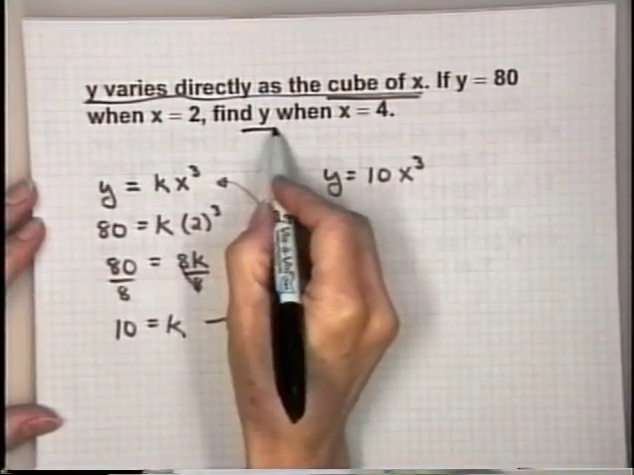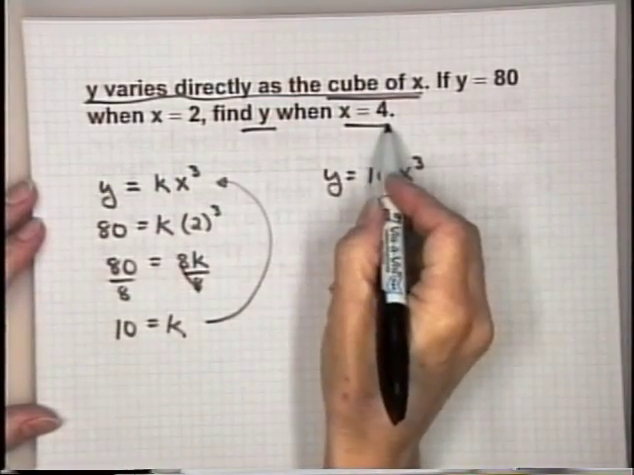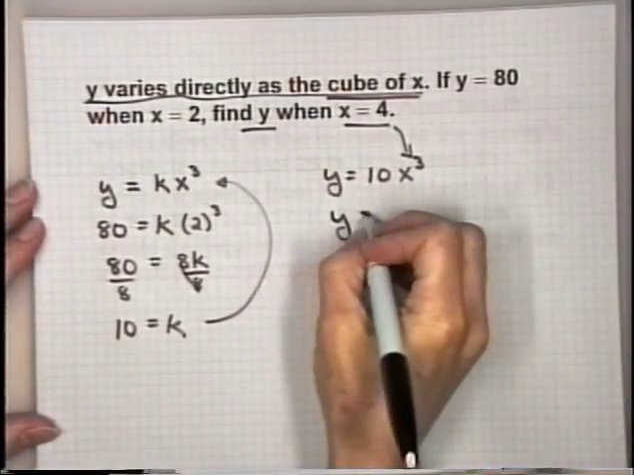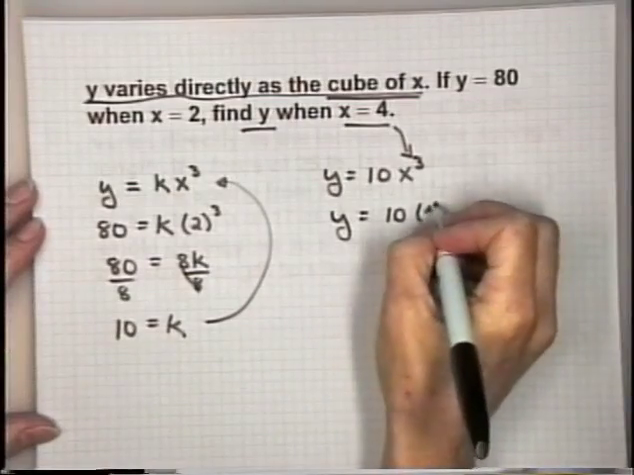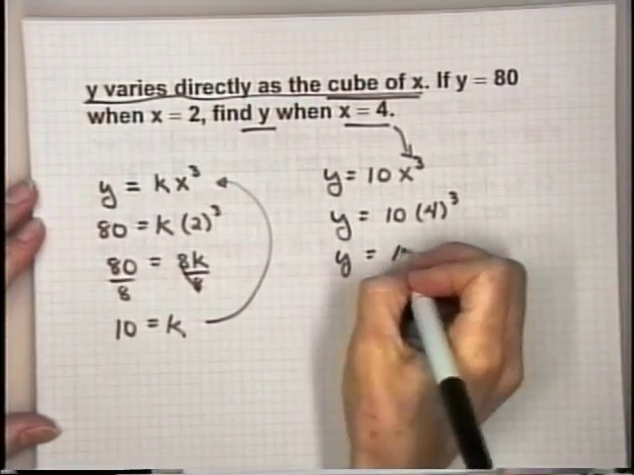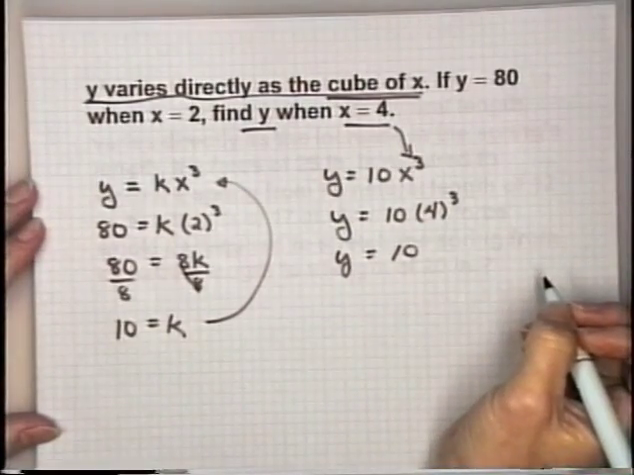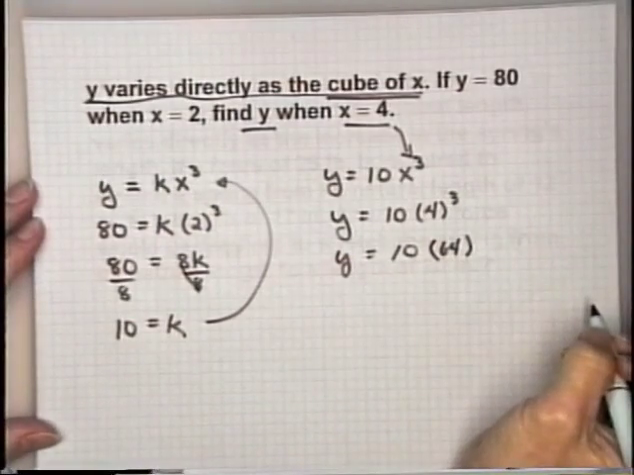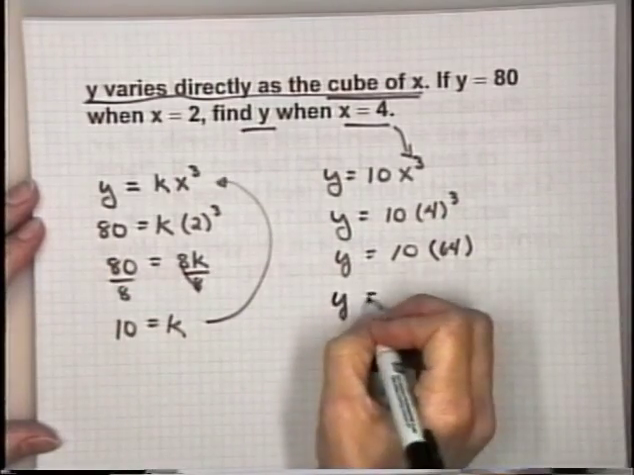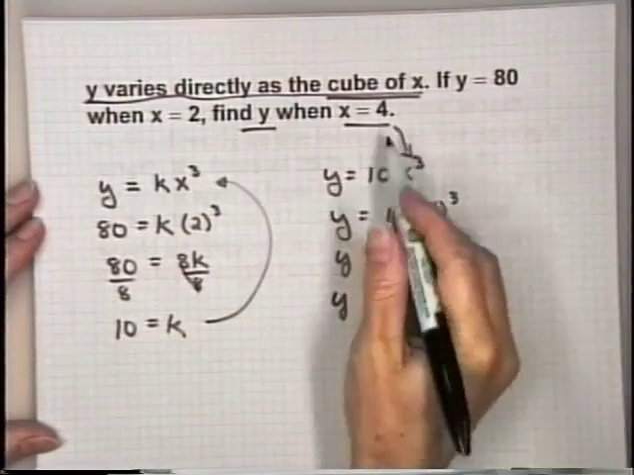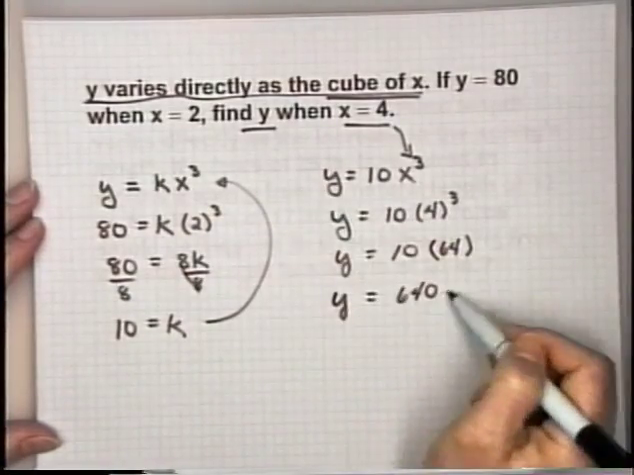Now, if I want to find y when x equals 4, I can just substitute x equals 4 down here. Y will equal 10 times 4 cubed. So, do you know what 4 cubed is? If you're not sure, then you could multiply that out. 4 cubed is 64. 4 times 4 times 4 gives me 64. And then, of course, 10 times 64 is 640. So, whenever x is 4, y is 640.